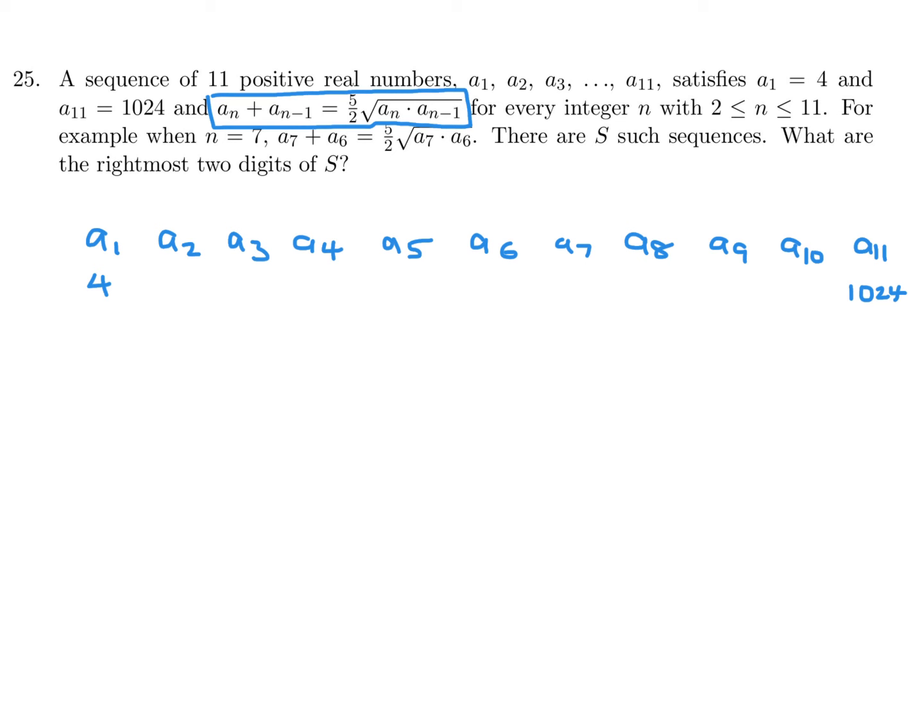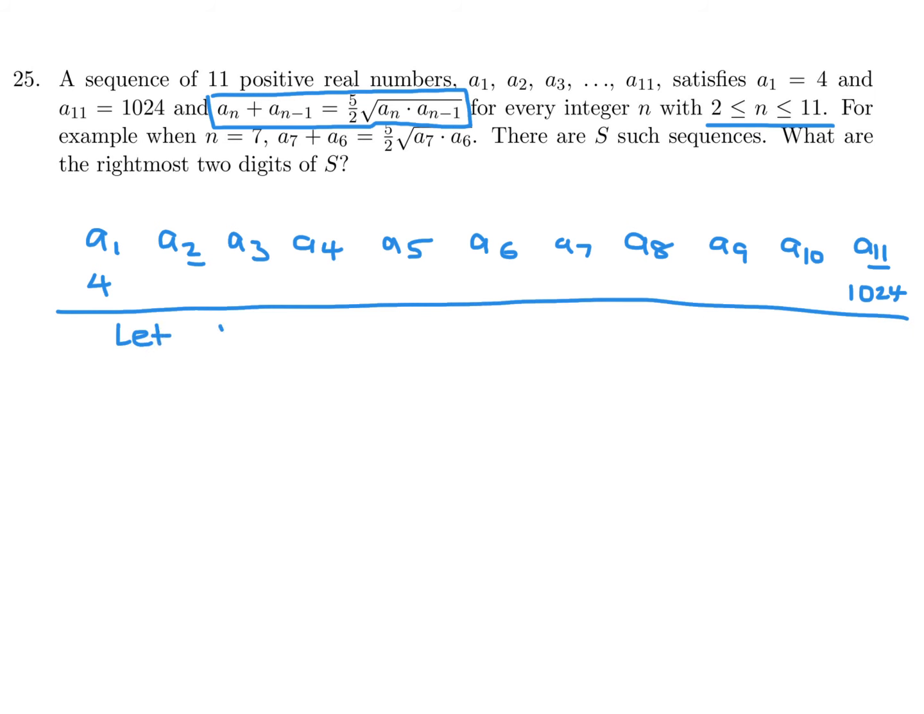Okay, and that equation is valid for all the n's from 2 to 11, I guess. So first step, let's make that equation a little bit more digestible by letting an equal x and an minus 1 equal y. When I plug that in, I get x plus y is equal to 5 over 2 times the square root of xy.